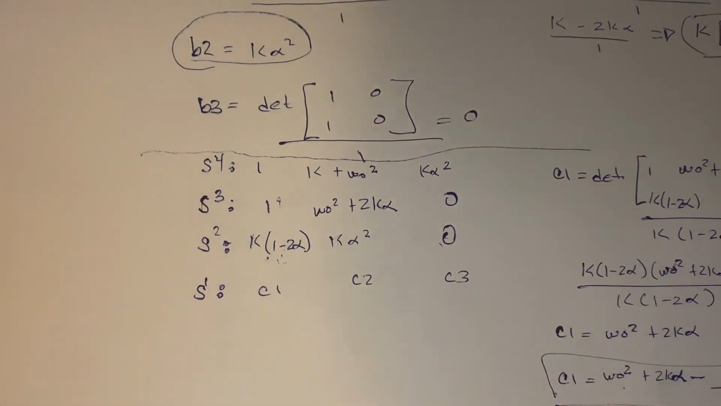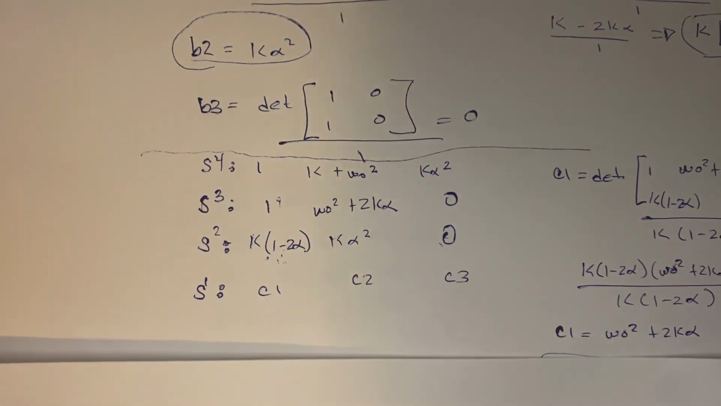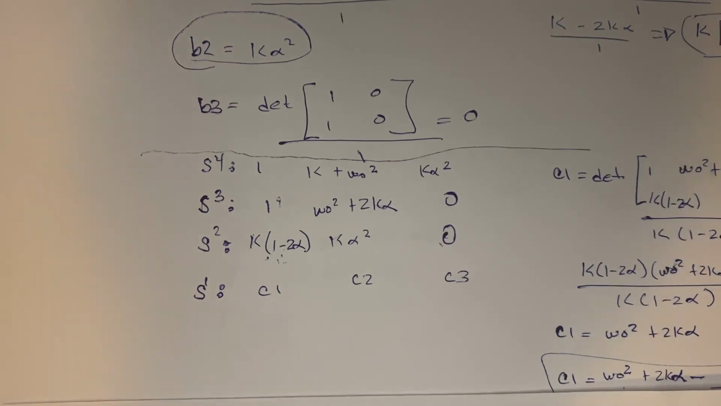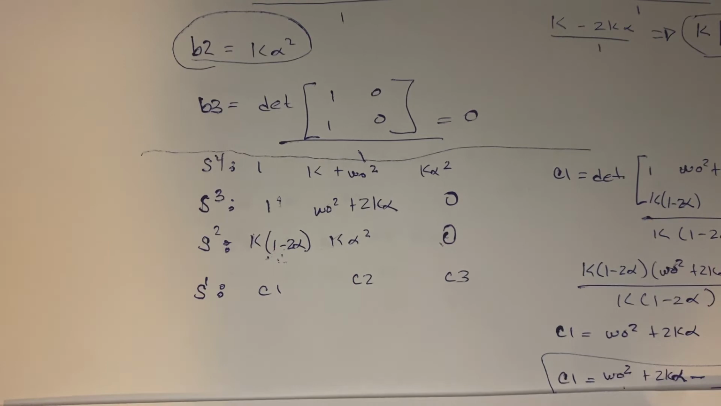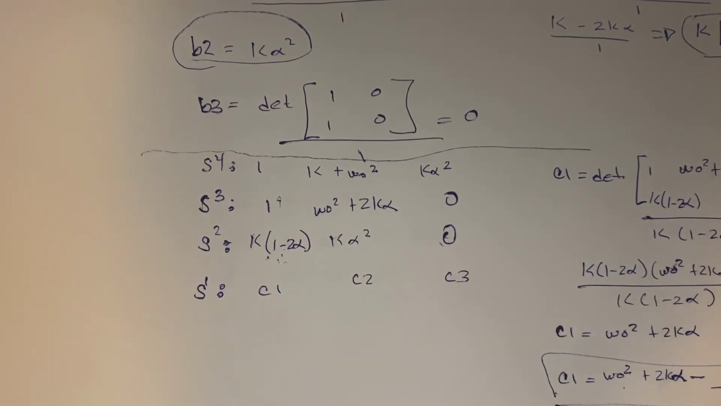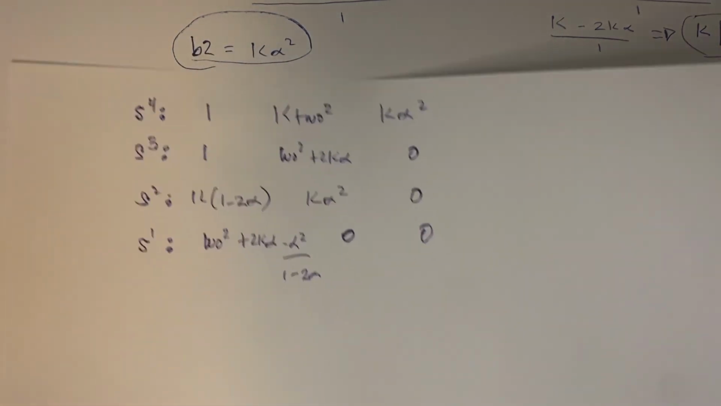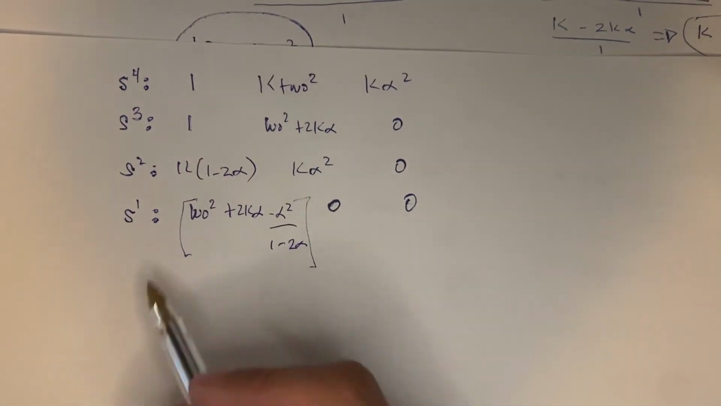So now, let's complete this matrix. I'm just going to rewrite the matrix the following way. So we have for s to the 4: k plus w0 squared, k alpha squared, as we have here. S to the 3 will have the following coefficients: w0 squared plus 2k alpha and 0. And then s squared is going to be k1 minus 2 alpha, k alpha squared, 0, as we have here. S to the 1 is equal to C1, which is w0 squared plus 2k alpha minus alpha squared over 1 minus 2 alpha. C2 is 0, C3 is 0. And now let's find s to the 0.